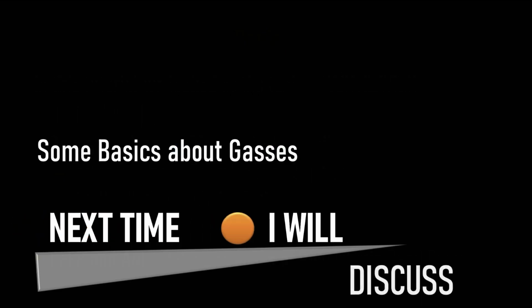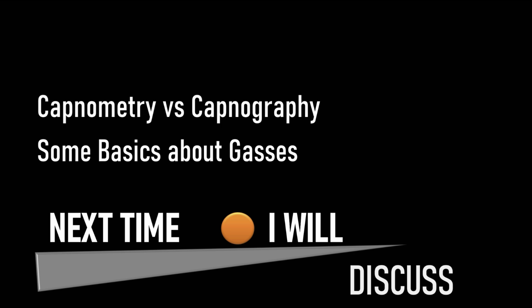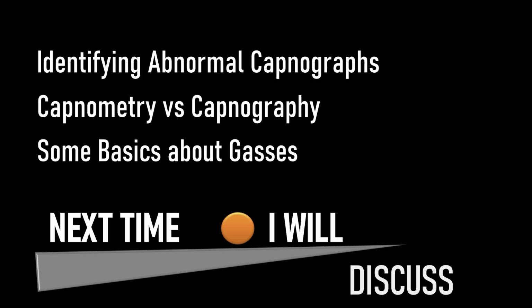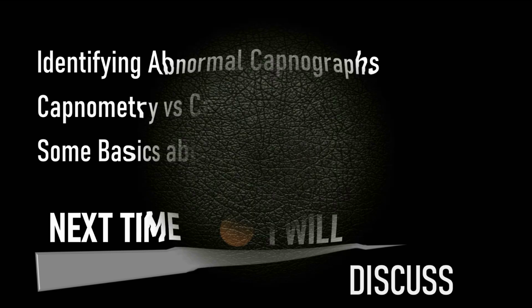Next time, I will discuss some basics about gases, principally Dalton's and Henry's laws, and we'll then look at end expiratory carbon dioxide. And there are 2 different ways of measuring this, one of which is capnometry, the other is capnography, which is a graphical waveform of the CO2 trace. From there, we will explore abnormal capnographs. And it's really useful if you work in the operating room or in the ICU to be able to identify abnormalities in the CO2 trace where it might lead you to make a diagnosis that was otherwise unheralded. We'll see you then.